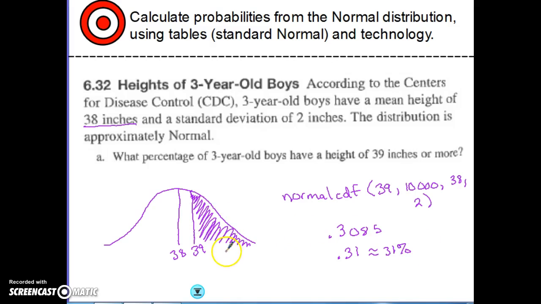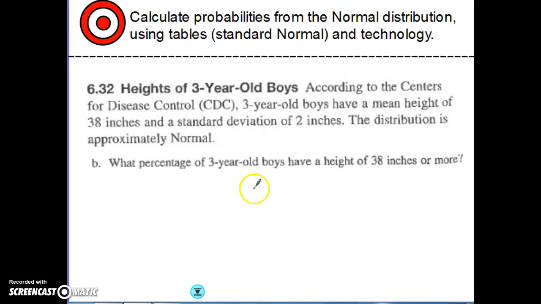And looking at this, yeah, I could go with that, 31%. We definitely know that this should have been a bigger percentage than the one on the previous page. And we did come up with one. Okay. All right, so same situation. What percentage of 3-year-old boys have a height of 38 inches or more?